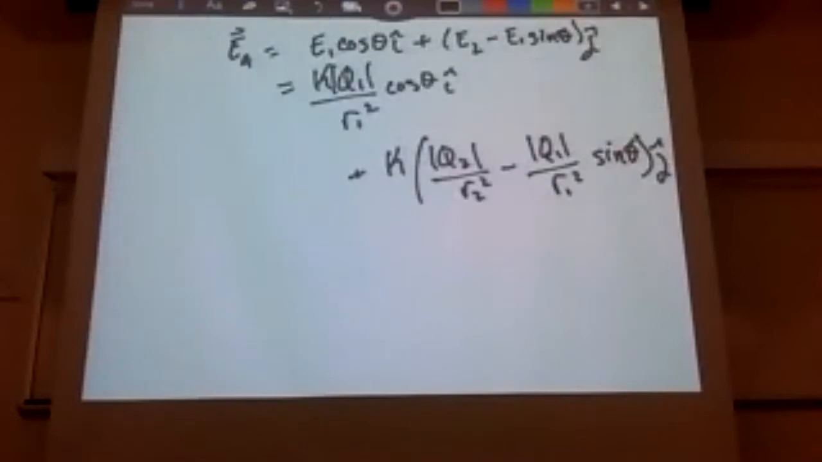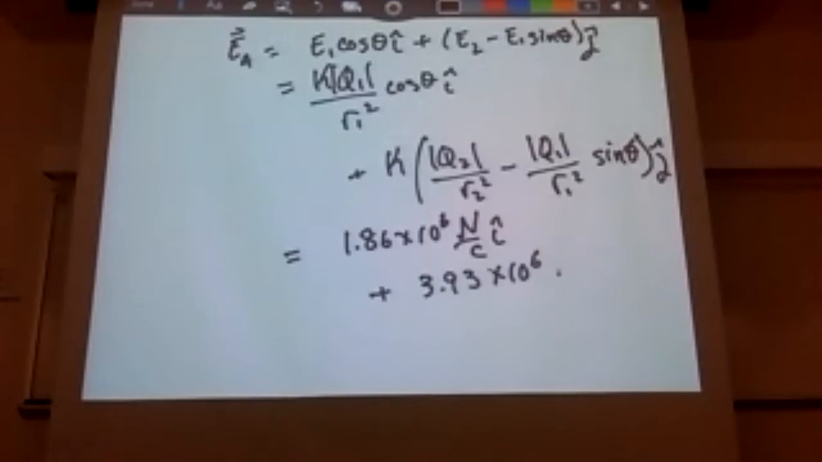So plugging in our numbers, what we find is that this is equal to 1.86 times 10 to the positive 6 newtons per coulomb in the i-hat direction, plus 3.93 times 10 to the 6th newtons per coulomb in the j-hat direction. So this is our total electric field at this point. It's okay?